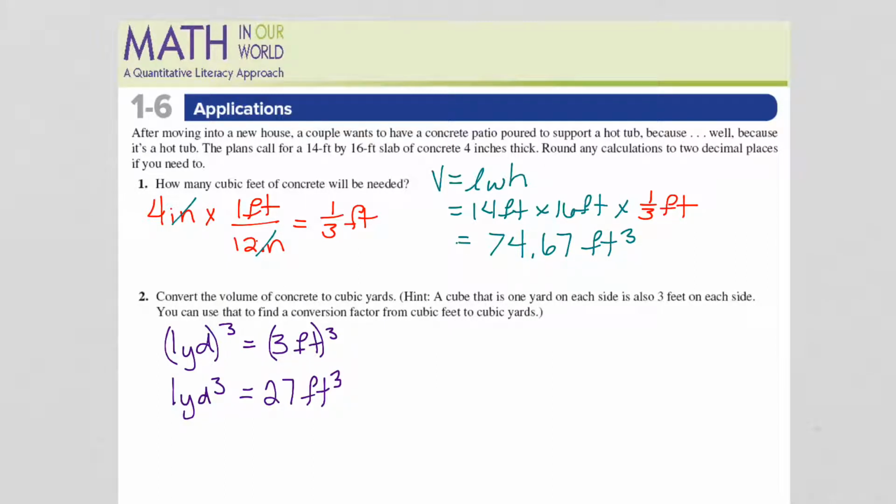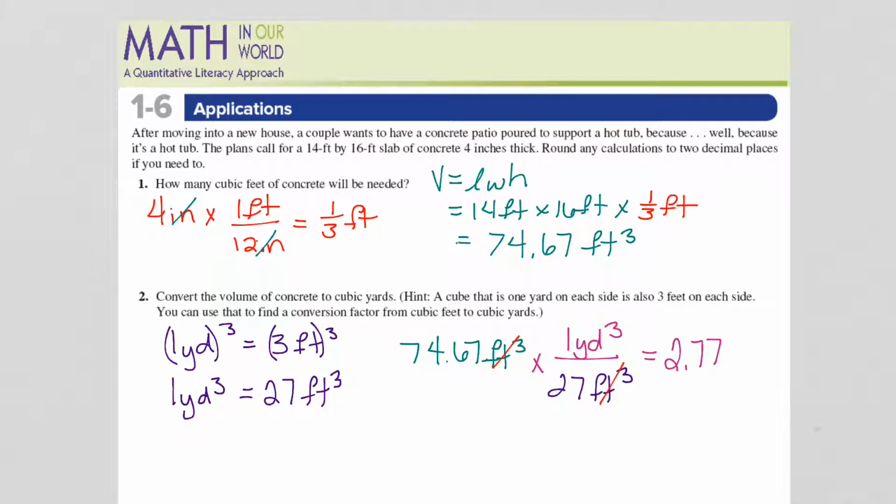And now we need to change our 74.67 cubic feet into cubic yards, it says. Okay, so now we know that 1 cubic yard is equivalent to 27 cubic feet. And so we can cancel out our cubic feet and take 74.67 divided by 27, and that means we have 2.77 cubic yards.